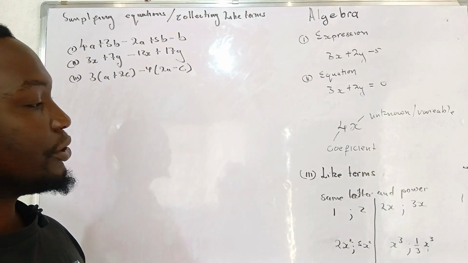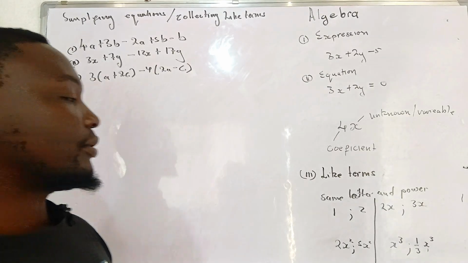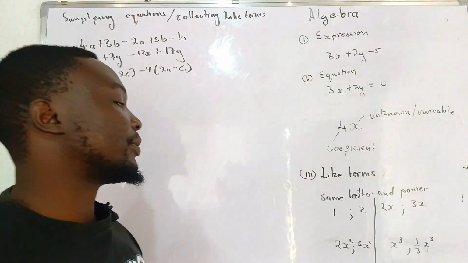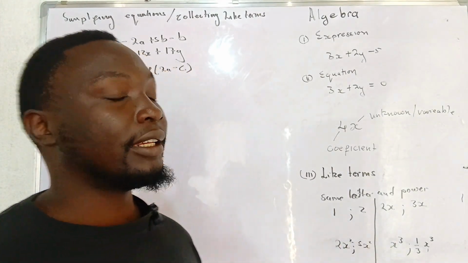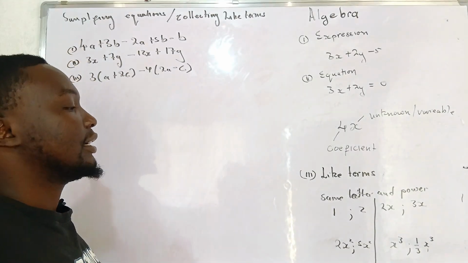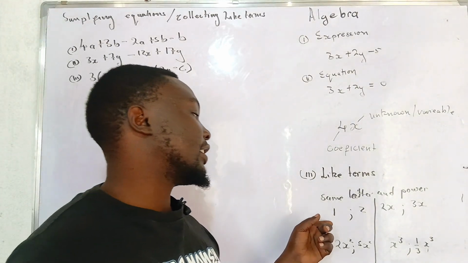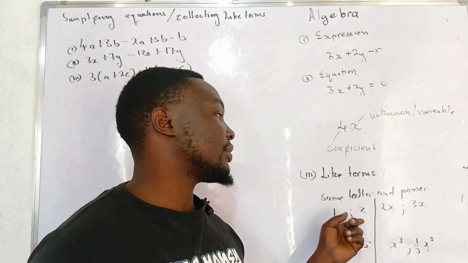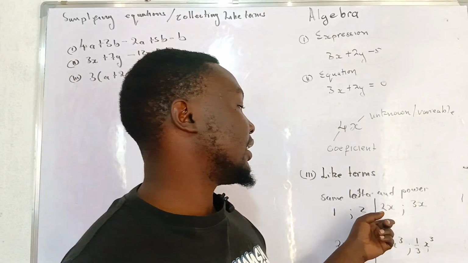The first thing that we need to look at is like terms. So you might be given an equation and you are told to simplify an equation or simplify an expression. You have to learn to group terms that are alike on one side and terms that are alike to the other side. So you might have constant like terms or linear like terms. These are linear like terms.